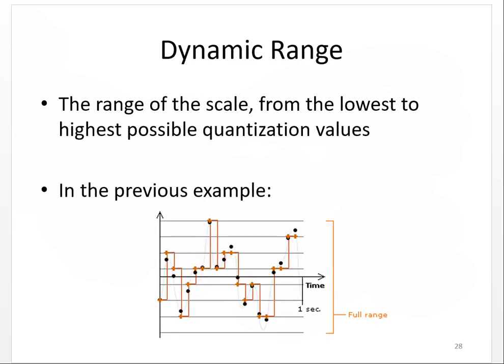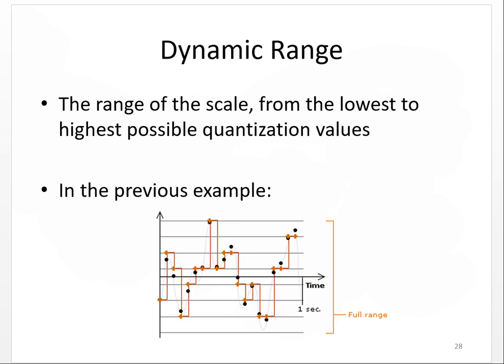So now coming to dynamic range. Again, the same as we cited in the previous example, it is the range of the scale from the lowest to the highest possible quantization value. In the previous example, we had a lower value and we round it off to the higher value. So this is called the dynamic range of a quantization value.